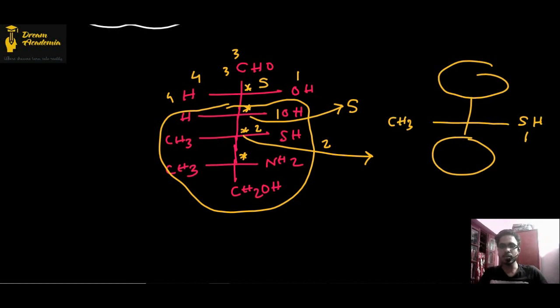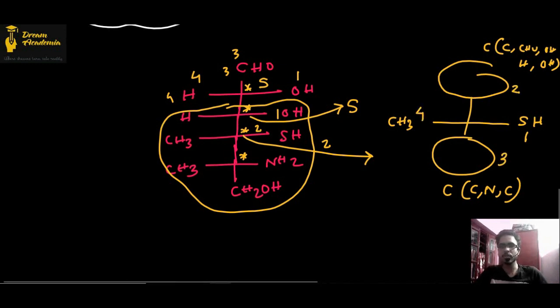Then which group will get more priority? In this group we have carbon attached with carbon, nitrogen and carbon. But in this group we have carbon attached with carbon, CHO, OH, H and OH. So of course this group will get more priority. So 1, 2, 3 and 4. I hope you got this concept. This will go this way.